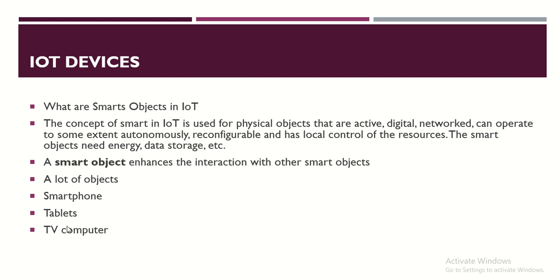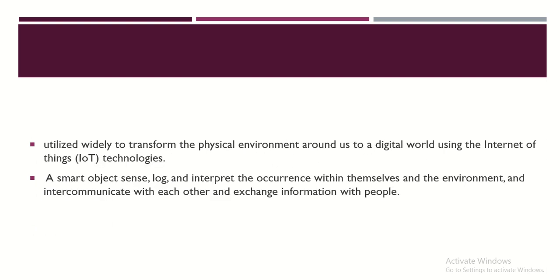There are some examples listed over here of the smart objects utilized widely to transfer the physical environment around us to the digital world using Internet of Things technologies. A smart object senses, logs, and interprets occurrences within itself and the environment, intercommunicates with other objects, and exchanges information with people. Smart objects are needed in the overall IoT project development.